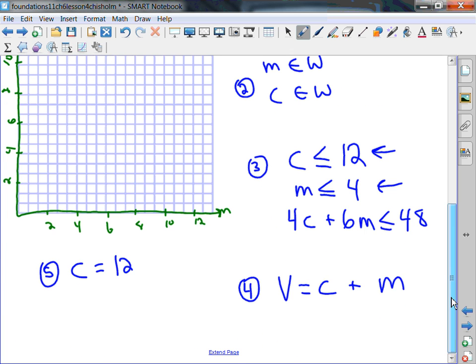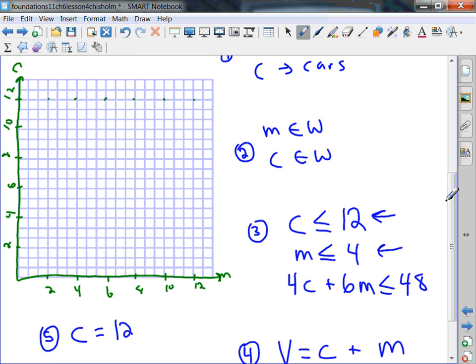The inequality, c being less than or equal to 12, means clearly we're going to have to shade below that line. Because it's whole numbers, we're going to be shading orange. So that's the first one, c equals 12.